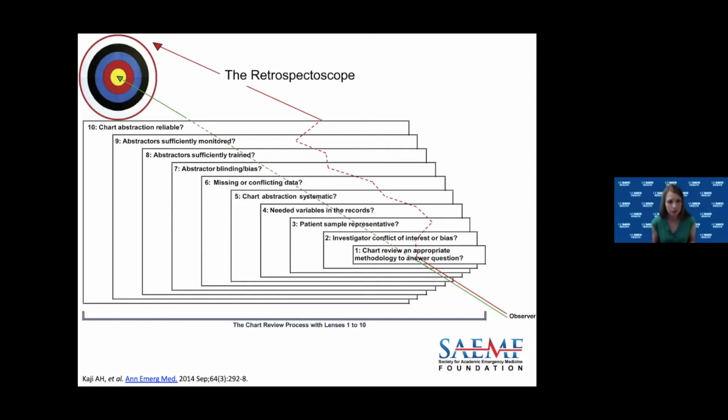However, we risk introducing bias at each step in the chart review process, or each lens in the chart review process. Looking at the red line, you can see how a small amount of bias or refractive error at each step can substantially change the study's results and lead the investigator to completely miss their target, or completely miss the true result.